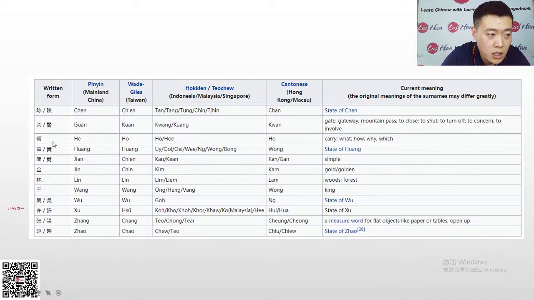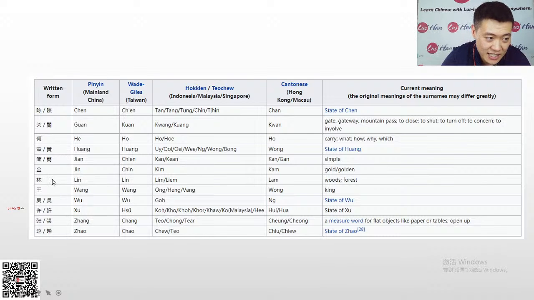The next one, 黄. This word means yellow. We say 黄色, yellow. The next one, 简. This word means simple, easy. We say 简单, simple, easy. We also use it in English names like Jane, 简, Jane, simple. The next one, 金. This word is also a color, gold, golden, 金.